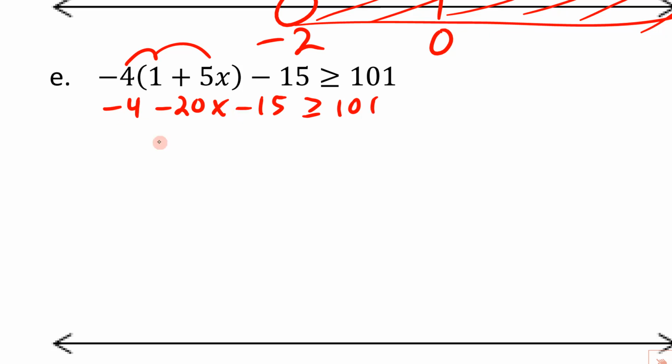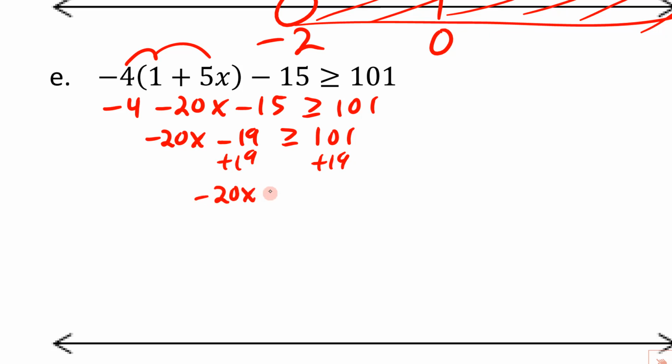Let's combine the like terms here. So this is negative 20x. This is going to be negative 19 when we put the two of those together, and then we've got a 101 here. We're solving this right here, so we're going to add 19. Adding 19 does not change the direction of the inequality. And let's see here. So we've got 101 plus 19, that's 120.